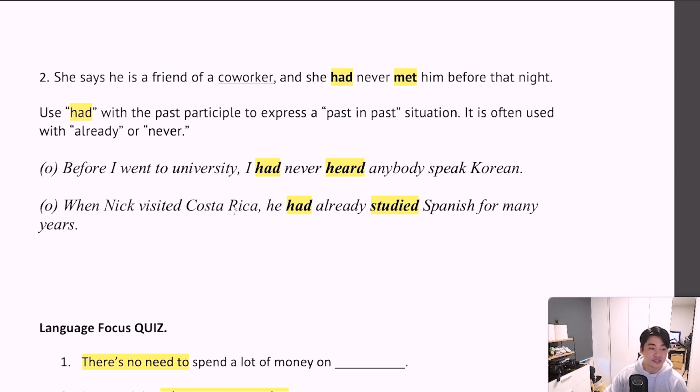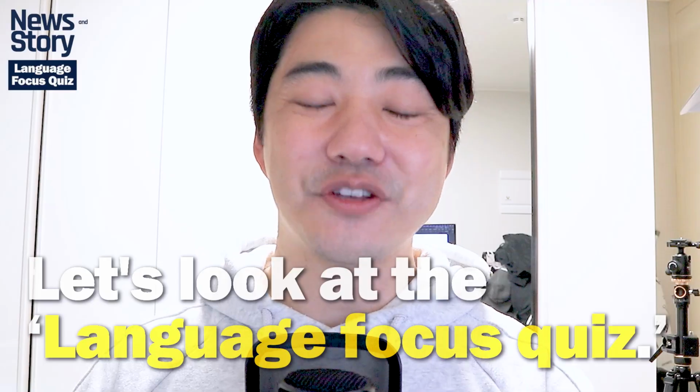Or, when Nick visited Costa Rica, he had already studied Spanish for many years. 닉이 코스타리카를 방문했을 때 그는 이미 수년 동안 스페인어를 공부했었어요. Alright, now let's look at the language focus quiz.